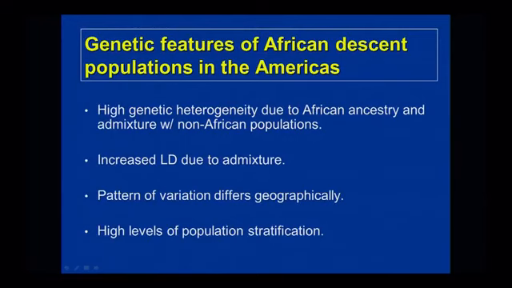So when we look at these populations in the Americas, we know that there's high genetic heterogeneity, and I think we've mentioned that earlier, due to the antiquity of the gene pool of Africans, and then also gene flow and admixture with non-African populations. And this admixture can increase linkage disequilibrium, which you'll learn more about in the next session. And we know that the pattern of genetic variation differs geographically across the New World. And we also know that there's high levels of population stratification.